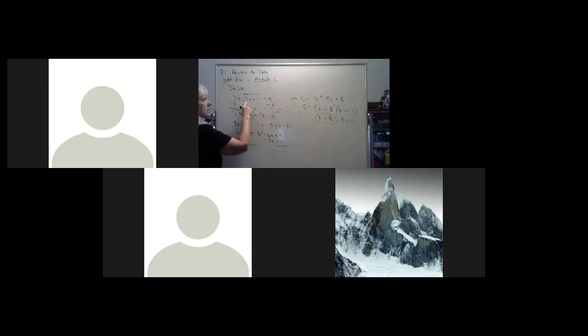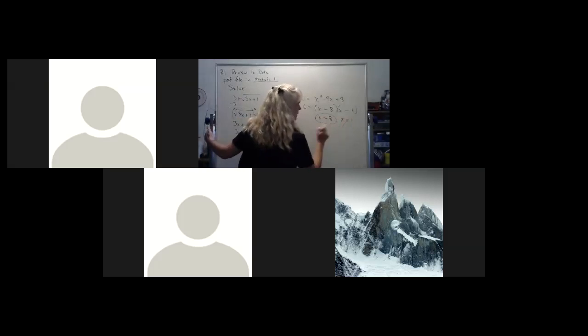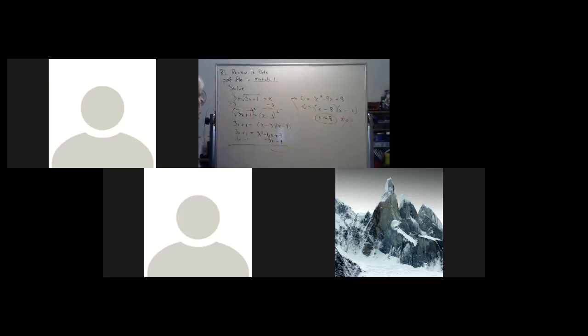Now we'll check the 1. 3 times 1 is 3, plus 1 is 4. Square root of 4 is 2. 3 plus 2 does not equal 1. So that one's extraneous. It doesn't work. So only the 8 is a solution. Don't forget to check.